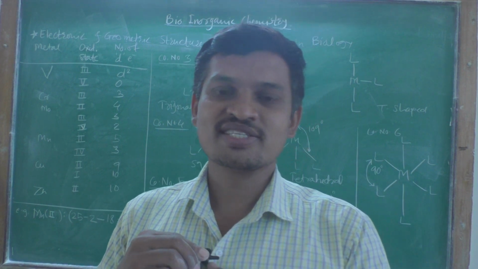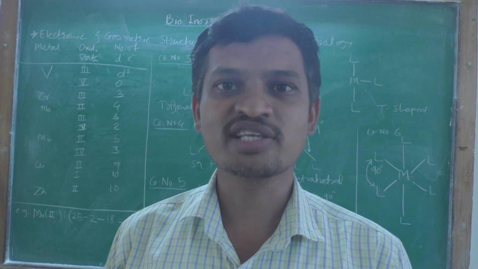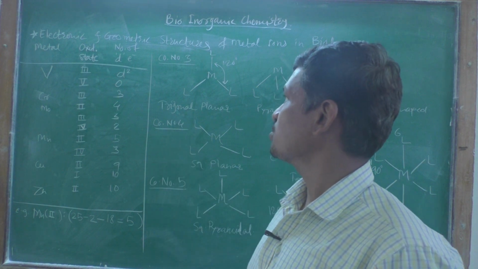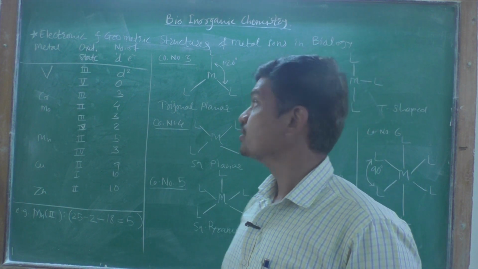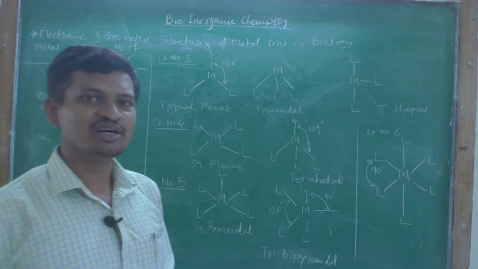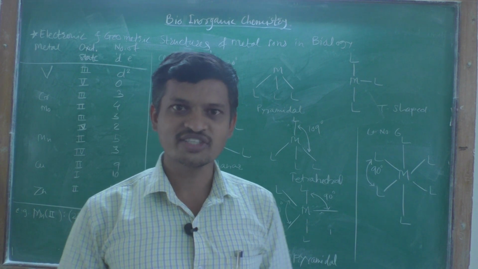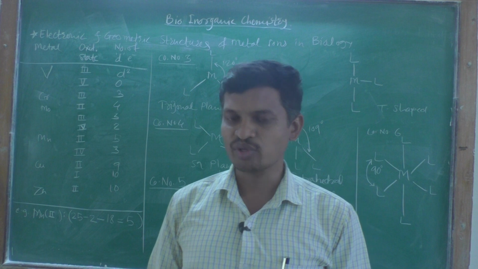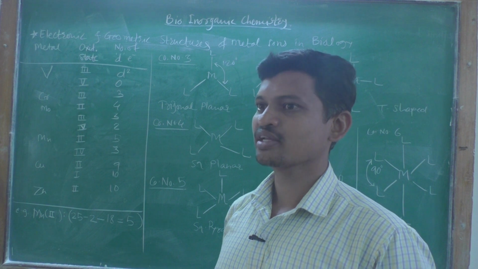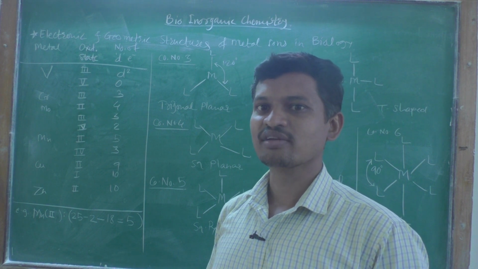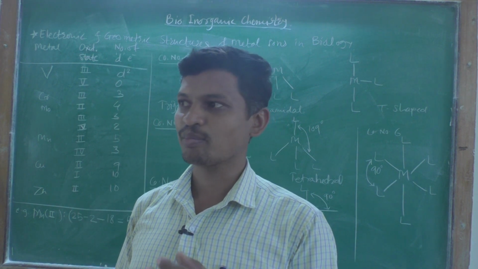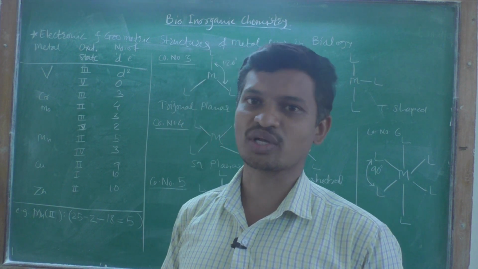Today we are going to learn some new things about bioinorganic chemistry, and the topic is electronic and geometric structures of metal ions in biology. This is quite similar to what we have learned in inorganic chemistry, or in coordination chemistry specifically. We know that different metal ions exist in different coordination complexes, with different d-electron counts.